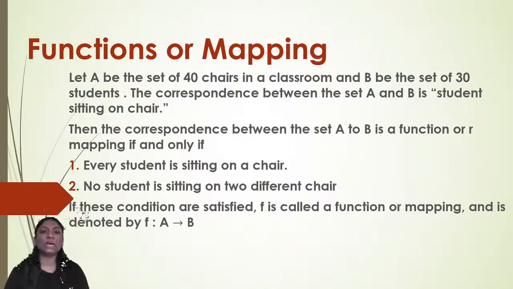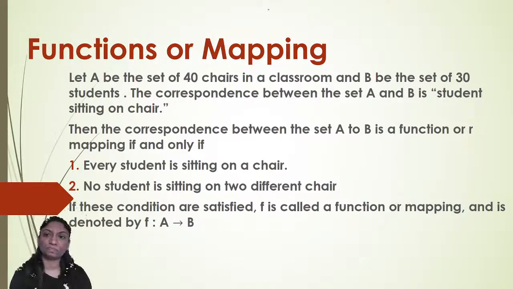Now see here, let A be the set of 40 chairs. We will elaborate the definition with the help of this example. Suppose A is the set of 40 chairs in a classroom and B is the set of 30 students. There are 40 chairs and 30 students. The correspondence between set A and set B is a student sitting on the chair. That is how we define the function here.